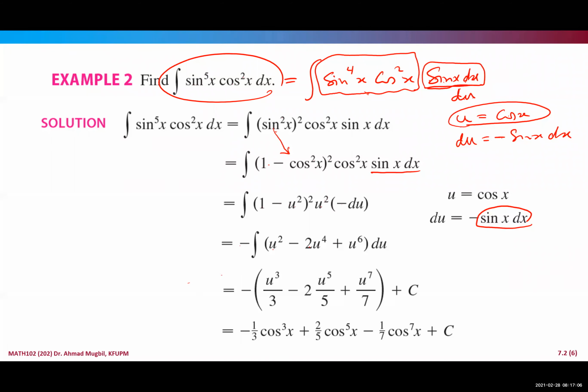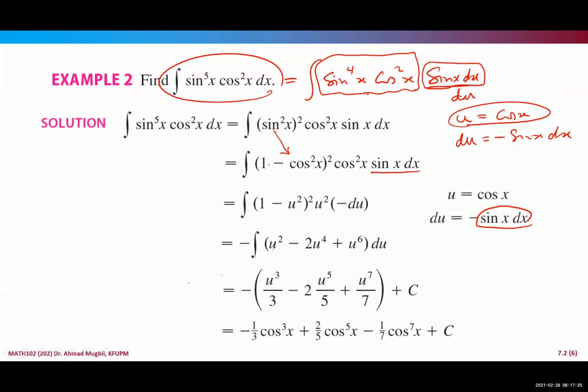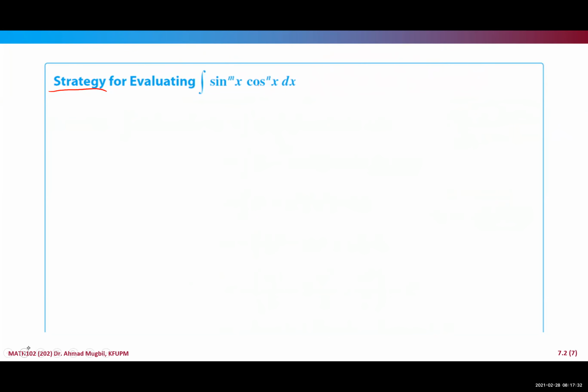So I think now we are ready to summarize, let's say, guidelines, or a kind of strategy, on how to evaluate integrals of sine to the power m cosine to the power n. But by the way, I don't want you to just save this one or memorize it. You should deal with situations like this. You should think about it in general. Indeed, you can also evaluate these integrals without this strategy, but this strategy, of course, can help you to figure out what you should do.